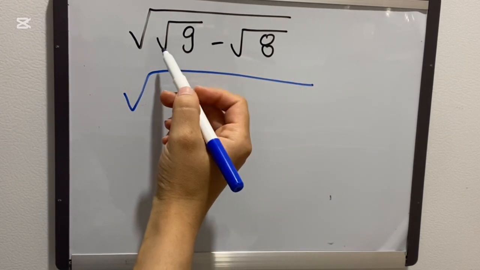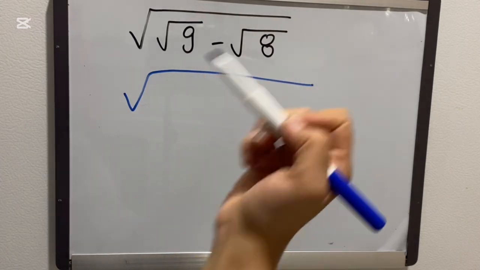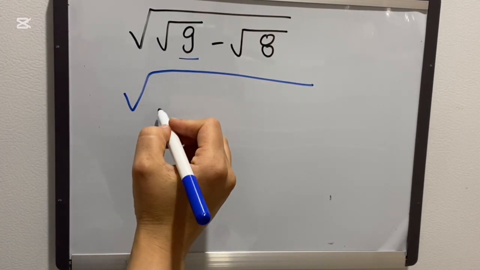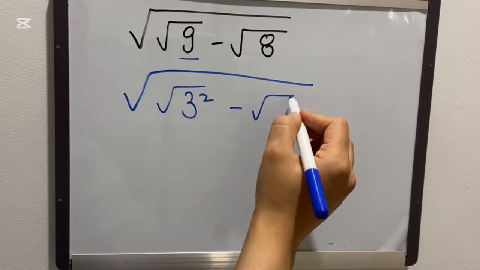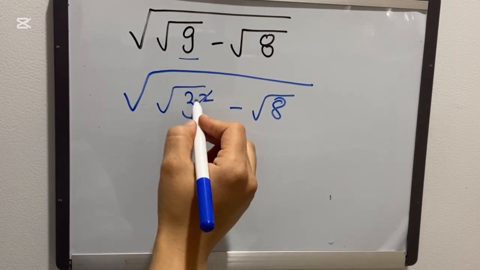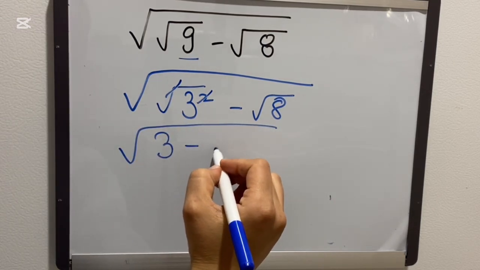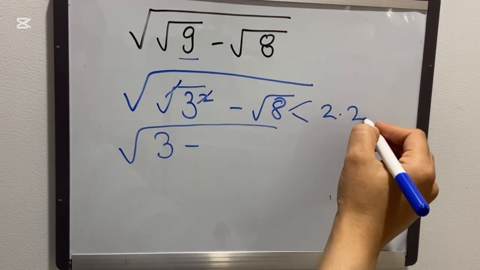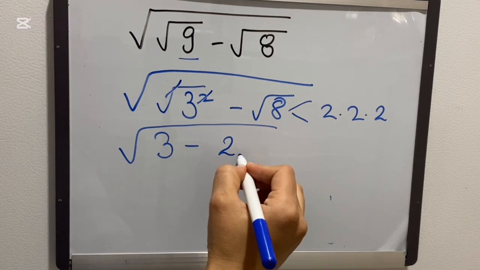So we have here square root of 9 take away square root of 8, and square it on top of this. So here we can write this as 3 minus square root of 8. If we split this, we get 2 times 2 times 2, and that means we get 2 square root of 2.